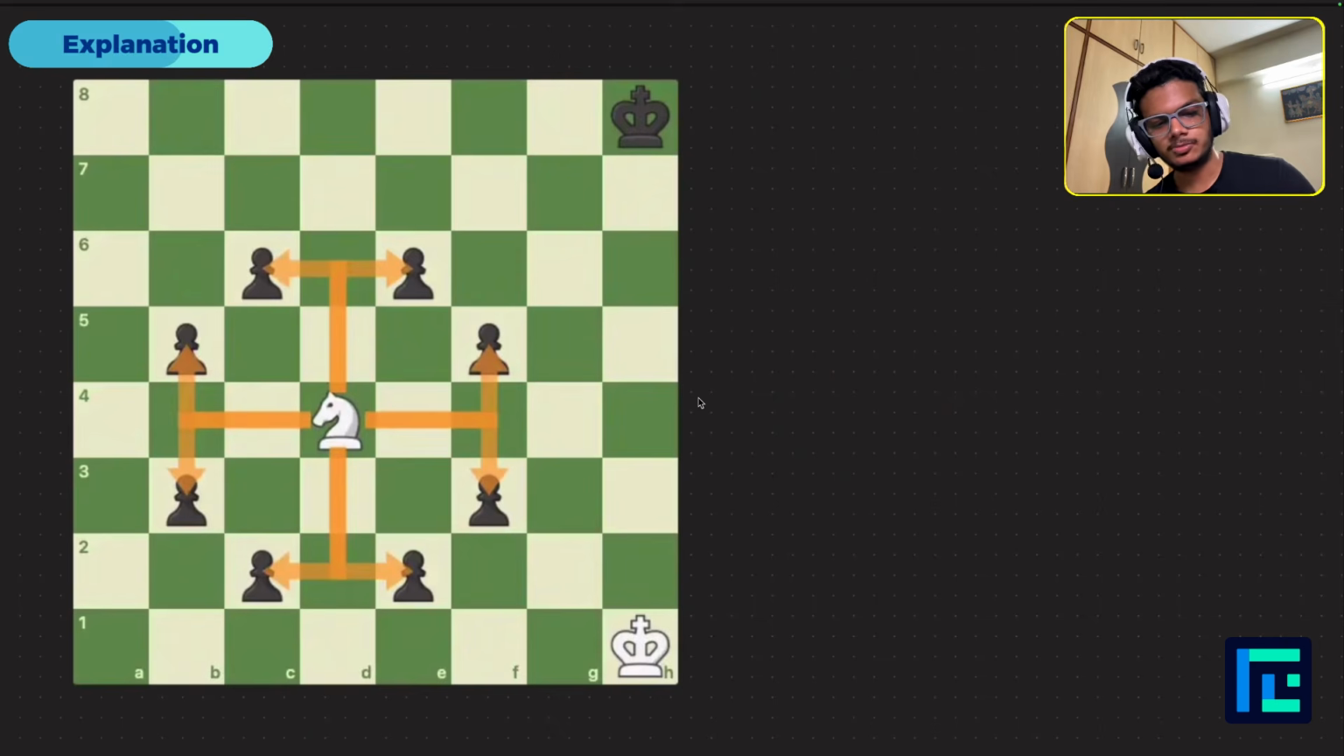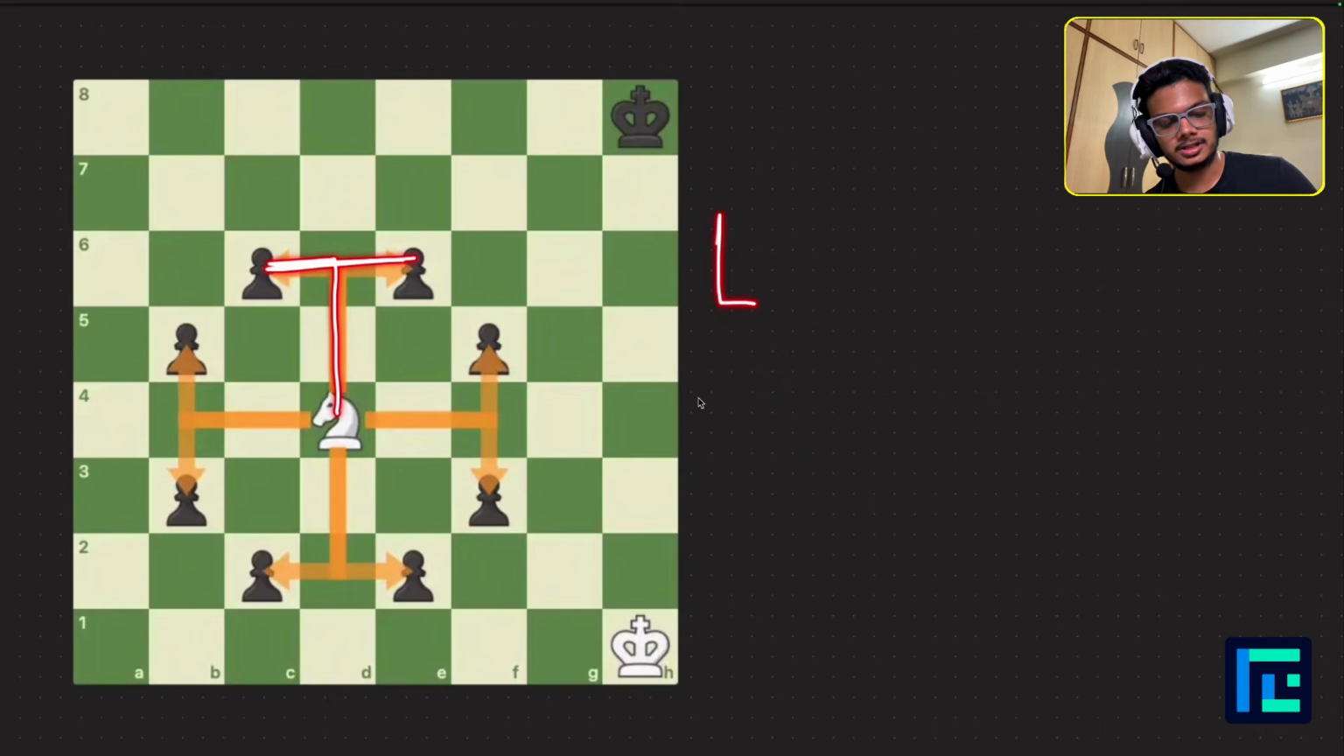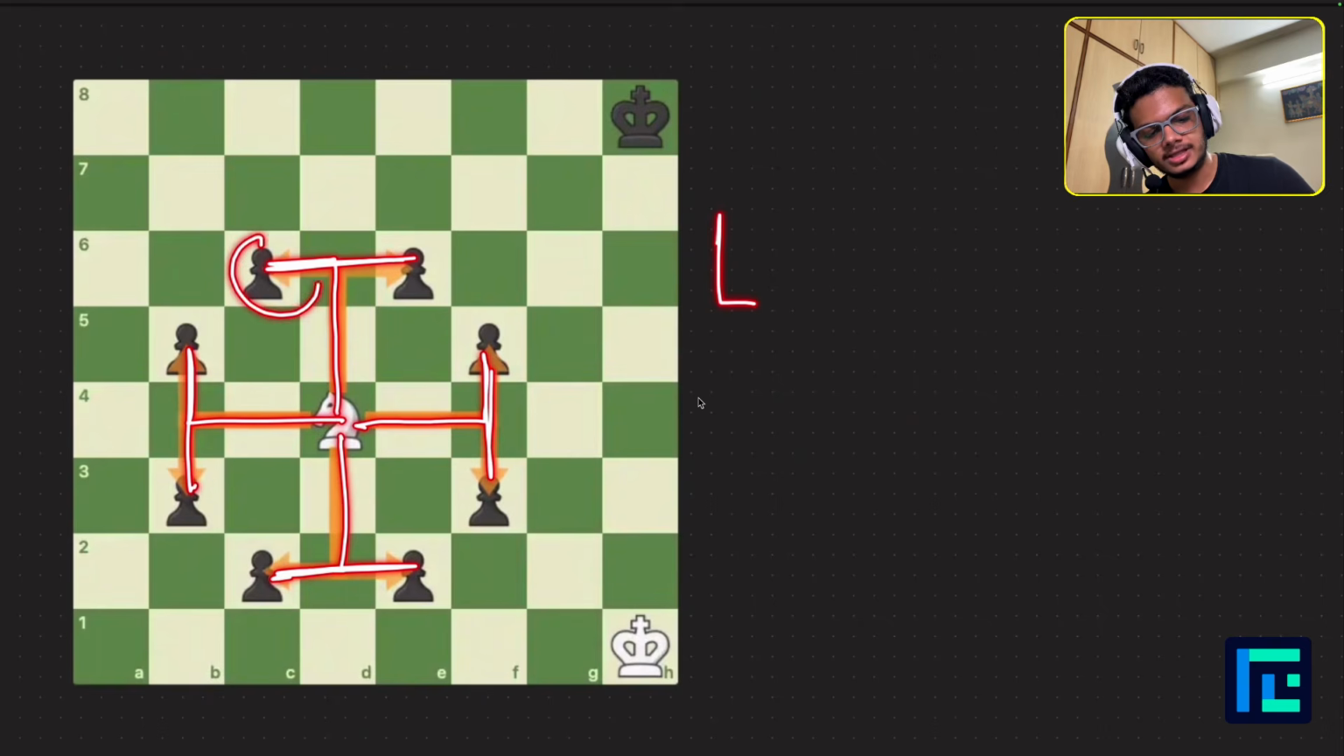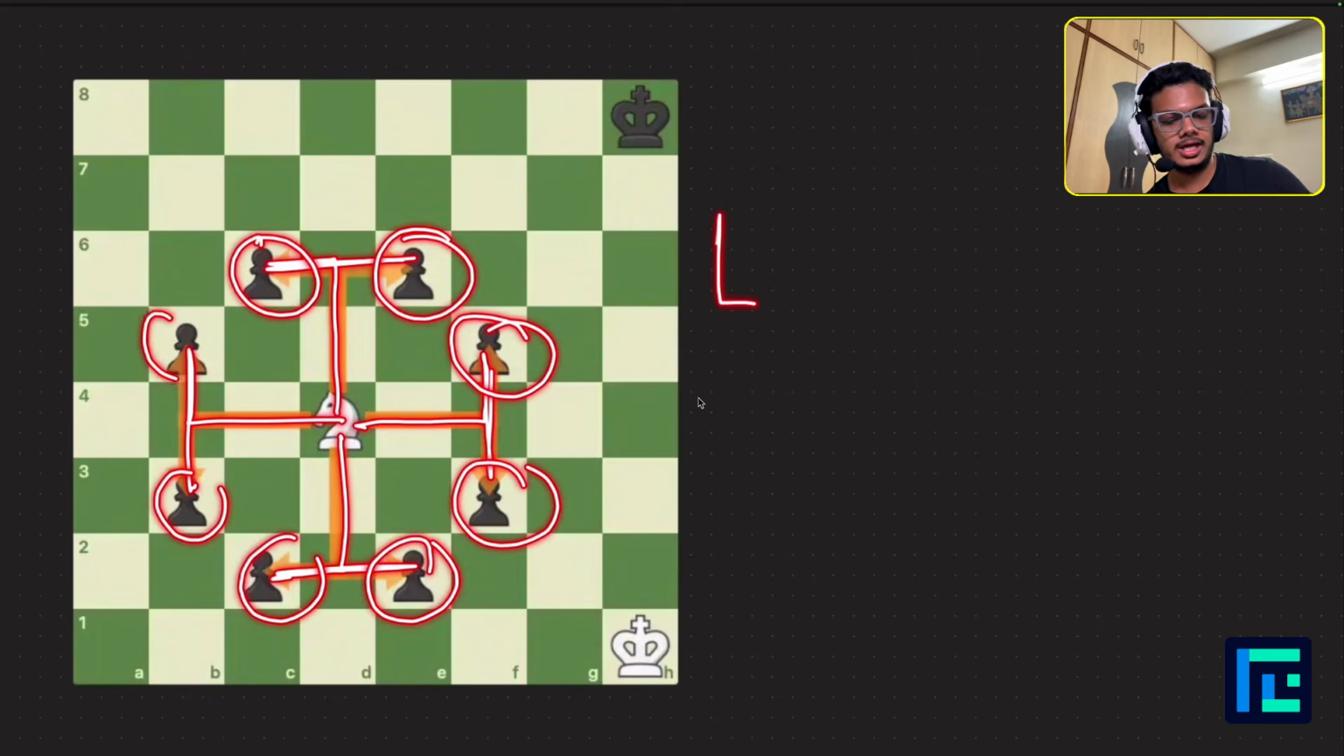First things first, let's see how a knight moves in chess. A knight moves in an L shape, in the sense that it moves 2 steps in one direction followed by 1 step in the other direction: 2 steps vertically followed by 1 step horizontally, or 2 steps horizontally followed by 1 step vertically. So all in all it can attack 1, 2, 3, 4, 5, 6, 7, 8 places. So it can attack 8 places at max.